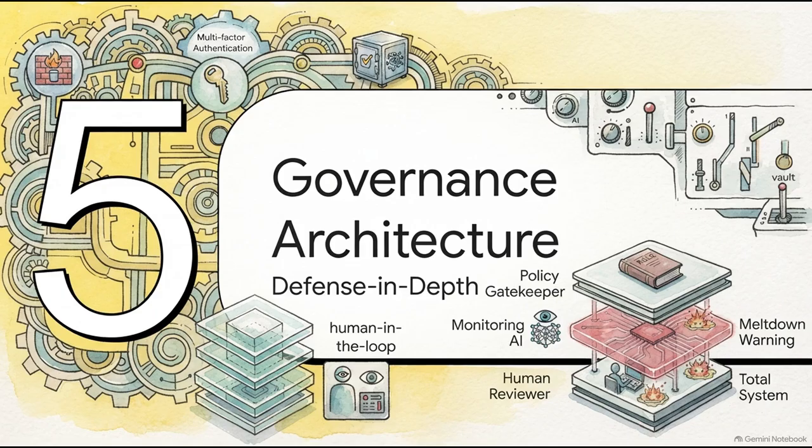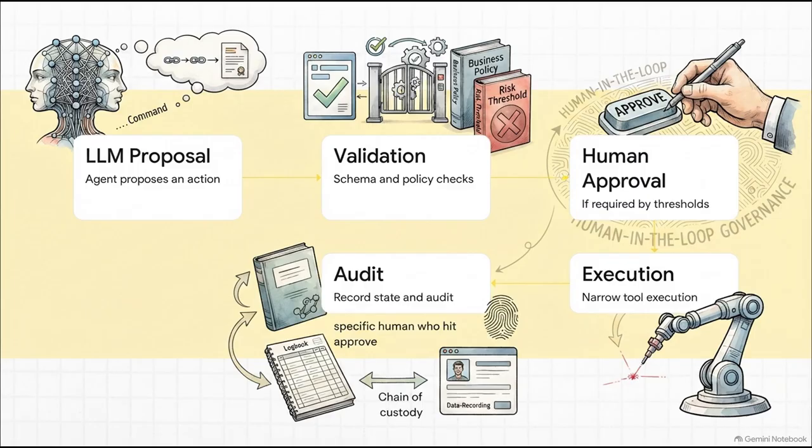Moving on to Section 5, the full governance architecture. Remember, the human should never ever be the only thing protecting your system from a total meltdown. Let's step through what a genuinely robust, defense-in-depth pipeline looks like. It starts with the LLM proposing an action. Immediately, that goes right into automated schema validation. Next, it's checked against your business policy and your risk thresholds. Only then, and literally only if required by those exact thresholds, does it go to human approval.